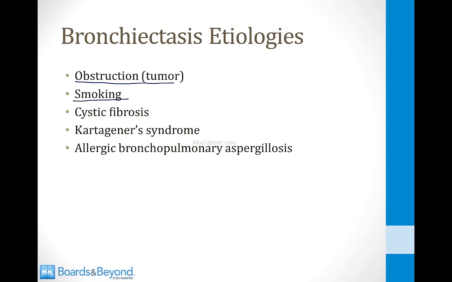Now, it's not clear if smoking causes bronchiectasis or it just causes recurrent infections and other obstructive lung diseases, and those lead to bronchiectasis. But either way, smoking is associated with bronchiectasis. Kids who have cystic fibrosis get recurrent lung infections, and they can develop bronchiectasis. And then finally, two rare causes that you especially need to know for Step 1 are Kartagener syndrome and allergic bronchopulmonary aspergillosis, and we'll talk about both of these now.